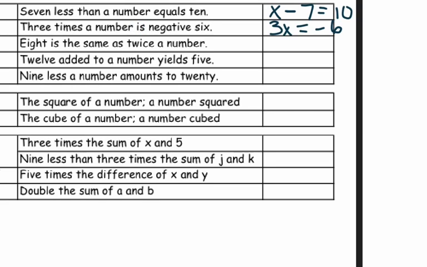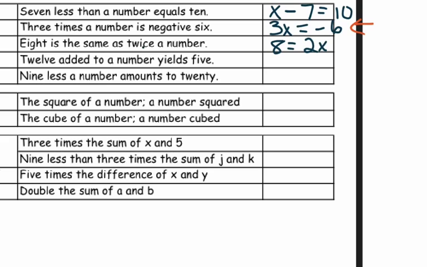Notice that didn't sound like an equation, it sounded like a sentence. 3 times a number is negative 6. But when you write it in algebra, this is what it looks like. The next one says 8 is the same as twice a number. So 8 equals, the same as, same thing, is equals twice a number. So 2 times some number. And we'll call that number x.